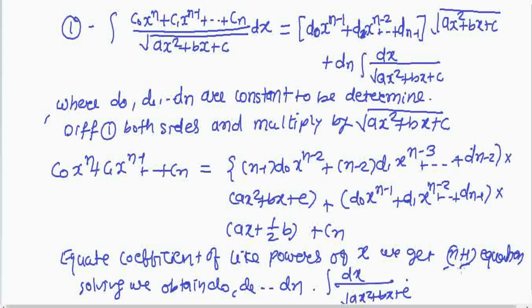So what to do in such a type of expression? We have to write the expression as in equation number 1, then differentiate it and multiply by the square root of ax² + bx + c. Then equate the coefficients of like powers of x, we get n plus 1 equations. Solve those equations to find the values of d0, d1 up to dn, and then apply the standard method of finding the integration of dx divided by the square root of ax² + bx + c, and we get a solution of this integration.